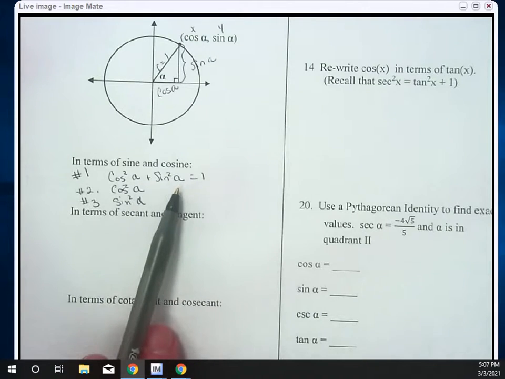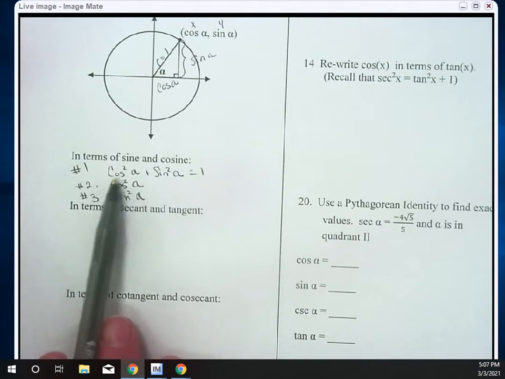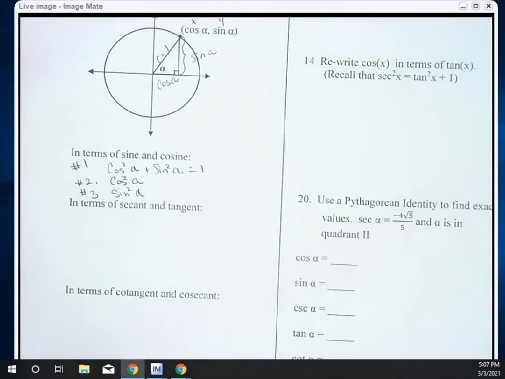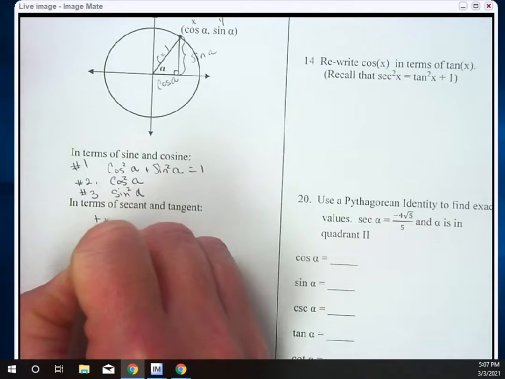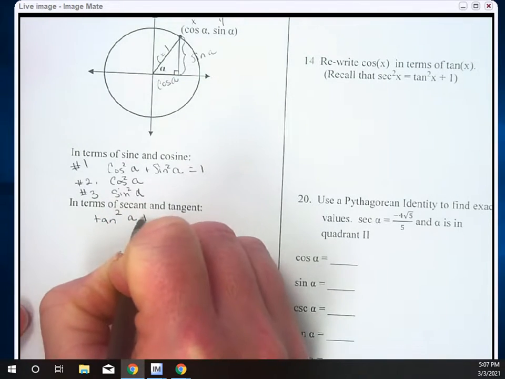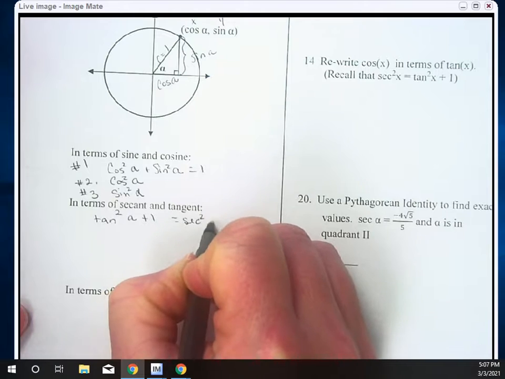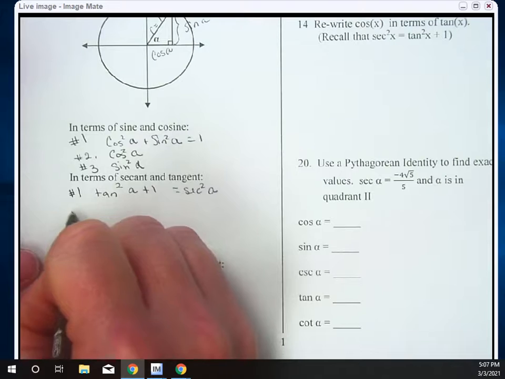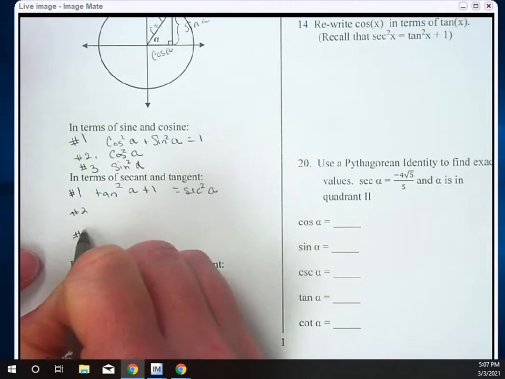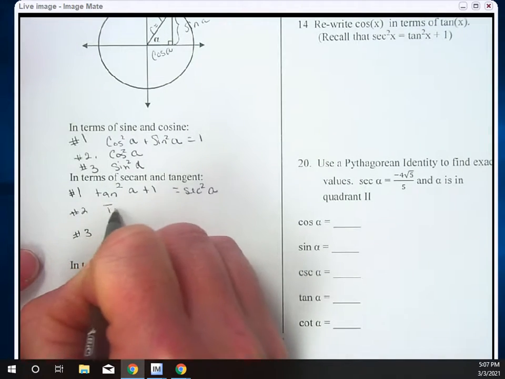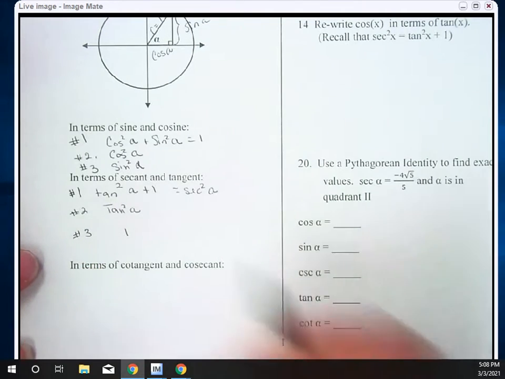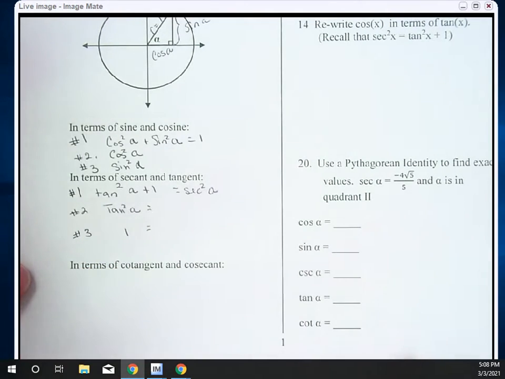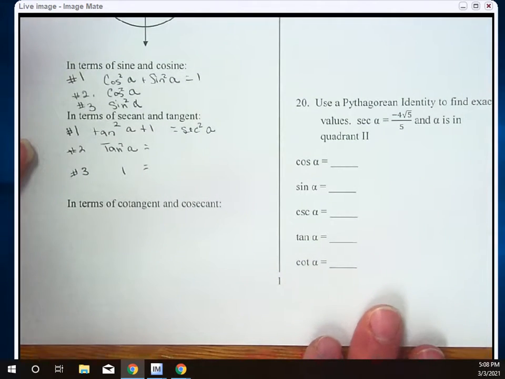If I take this equation and I divide them both by sine squared all the way through and I simplify, then I'm going to get tangent squared of alpha plus 1 equals secant squared of alpha. And that's going to be the first. And I want you to pause now, and I want you to rewrite this equation, and I want you to solve for the tangent squared. And then I want you to get 1 on a side by itself. So you have 3 equations of the Pythagorean identity in terms of secant and tangent.